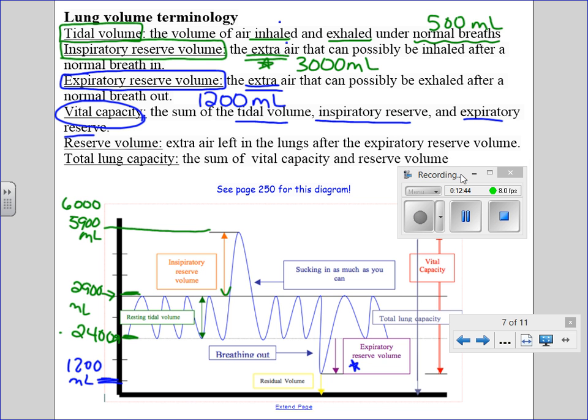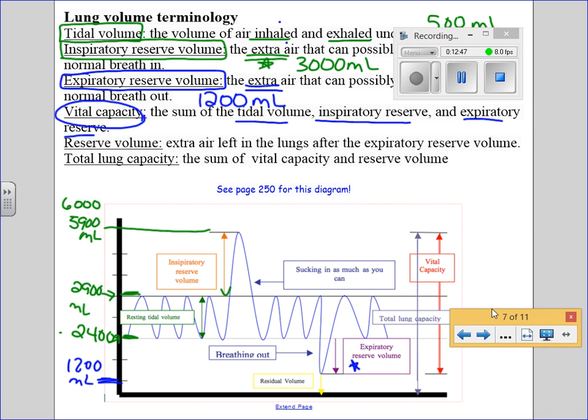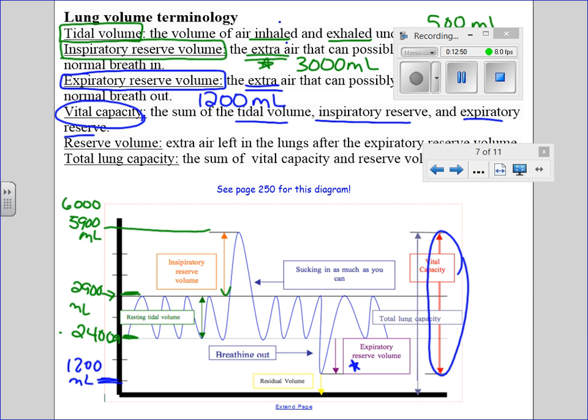So on the diagram, it's this red line over here that goes from the top of the inspiratory reserve line to the very bottom of the expiratory reserve line. Now that's not all of the air in your lungs. The way that your textbook words it, I don't like it. In your textbook, it says that vital capacity is total lung volume, and that simply is not the best way to word it. Vital capacity is all of the air that you personally can cause to enter and exit your lungs. But that's not all of the air that there is.